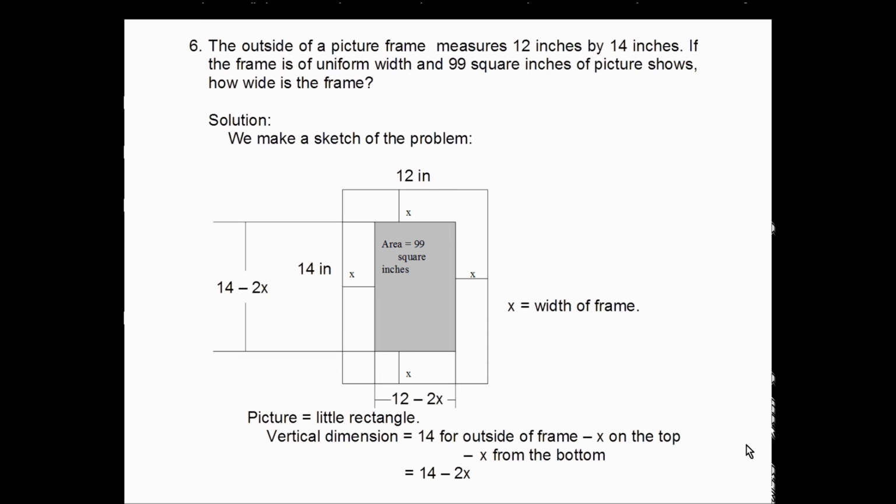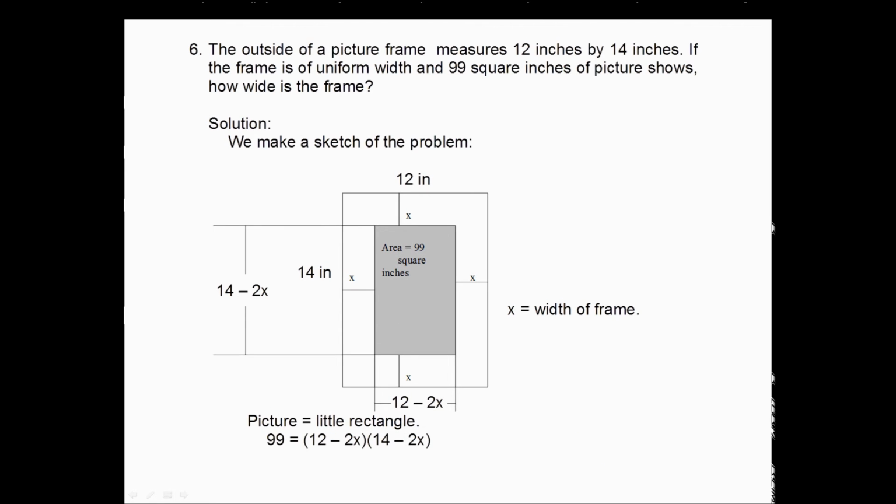And again, there's no need to factor out the 2's because 4 will not go evenly into 99. It's just not an even number at all. So now I can fill in some algebra into this little innocent looking equation. Remember, the picture is 99, that's given in the problem, 99 square inches. So 99 is equal to 12 minus 2x times 14 minus 2x.